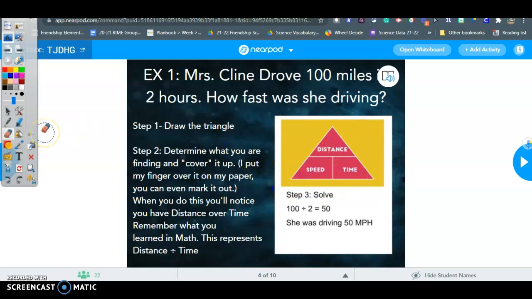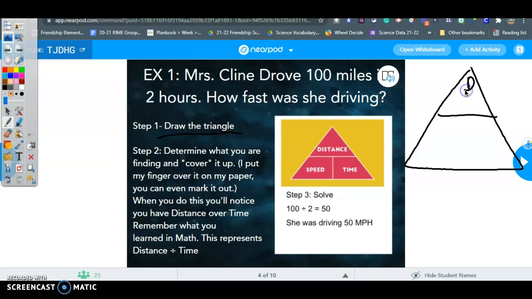All right, I want you to get this DST written down. Again, basically 3 steps to this. Step number 1, draw the triangle. Make sure you put the D, the S, and the T in the right spot. Step number 2, find out what you're missing.